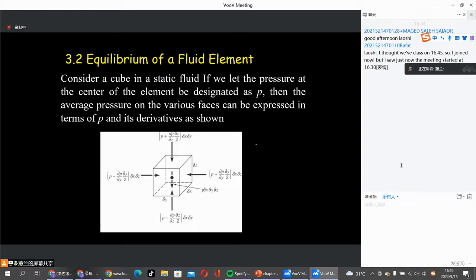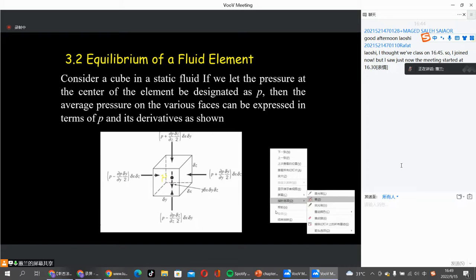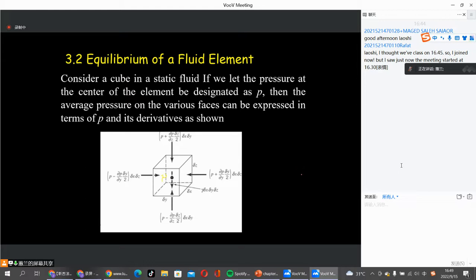Do you know Taylor series expansion? You should have learned this in your calculus, right? Taylor series expansion is just like this: this is x, this is y, and this is a curve, and here we have this point and another point, okay? And then we need to find the value of y at x plus dx, and this is y at x, right?